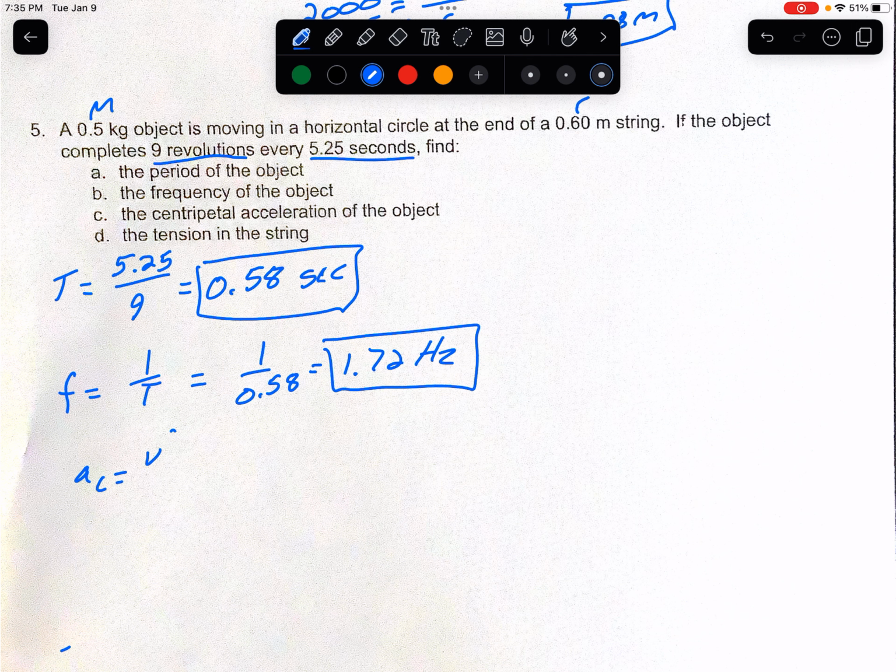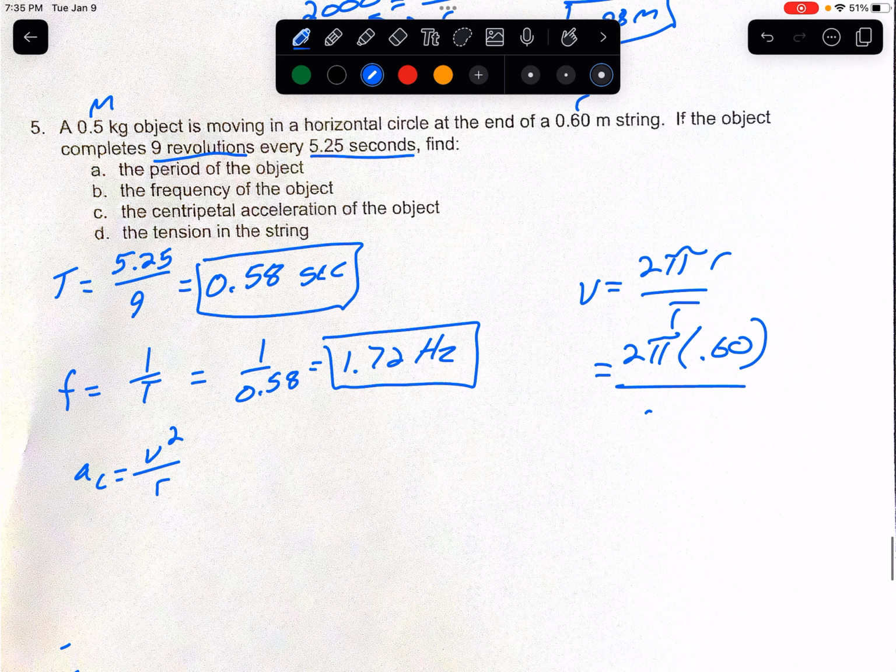So remember, AC equals V squared over R. If you notice, I don't have V, so I can't really do this. I have R. So what I'm going to do is find V. We're going to do that over here. So V equals 2 pi R over T. So 2 pi times your radius, which is 0.60, over your time, which is 0.58. And we're going to get a velocity of 6.5 meters per second.